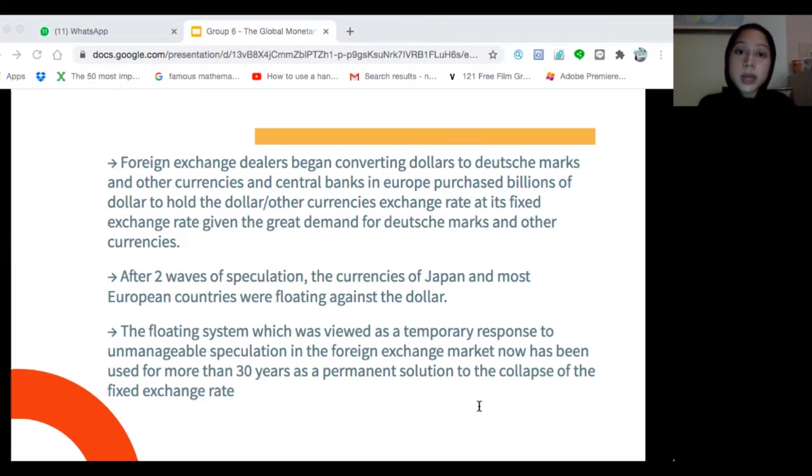After two waves of speculation, the collapse of the fixed exchange rate was inevitable, and by 1973, the system collapsed completely. The currencies of Japan and most European countries were floating against the dollar, and a new monetary system was adopted, the floating system, which was viewed as a temporary response to unmanageable speculation in the foreign exchange market. But now it has been used for more than 30 years as a permanent solution to the collapse of the fixed exchange rate.